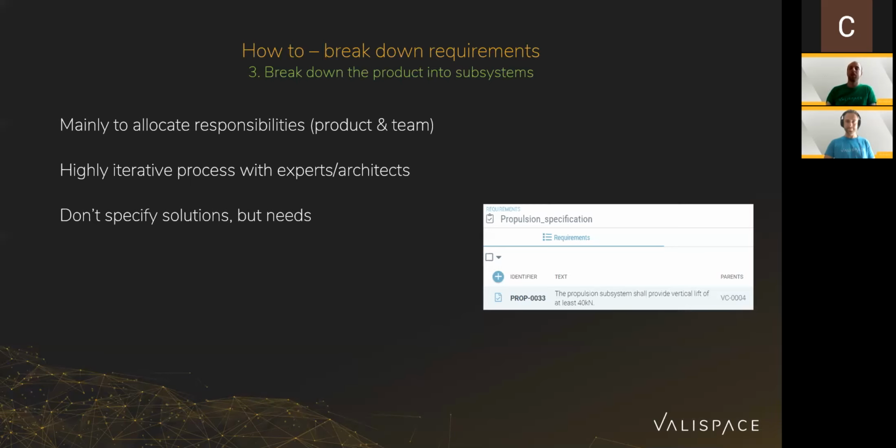So if you ever specify a solution, it should be because you really need this. For example, use the motor that our daughter company is producing. That might be a requirement, but in any other case, if you don't have these hard constraints, then always specify needs. Make sure that you capture the actual reasoning, right? So what do I mean with this?